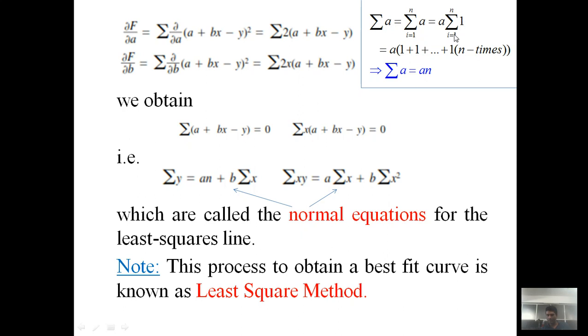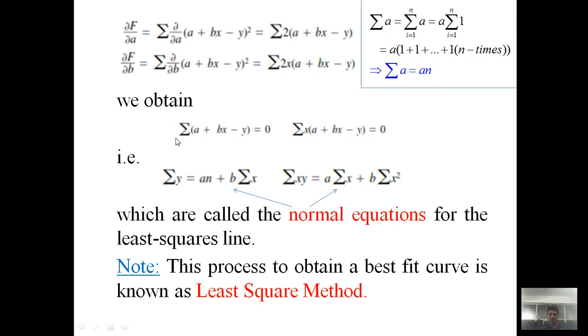Now when i is 1, it gives 1. When i is 2, again it is 1, so plus 1. When i is 3, again it gives 1, and so on. When i is equal to n, it also gives the value 1. So we get a into 1 plus 1 plus 1 plus 1, how many times? n times. So 1 plus 1 plus 1, n times, is a into n. In this manner, the sum of a is a into n.